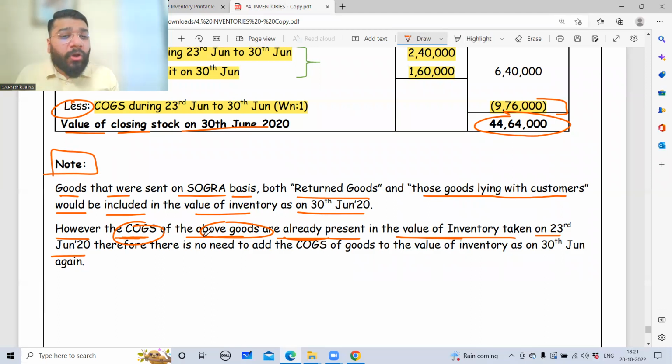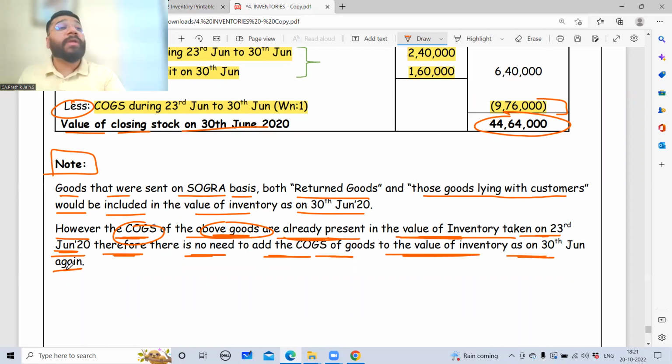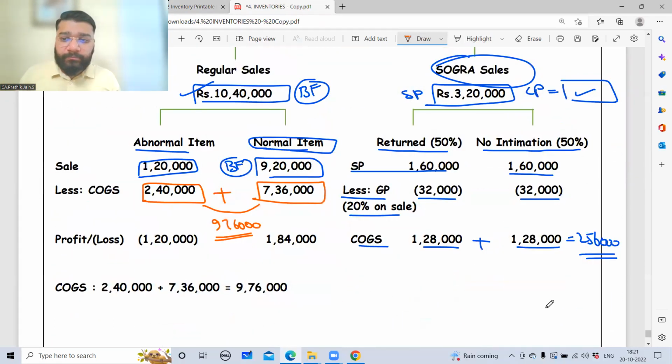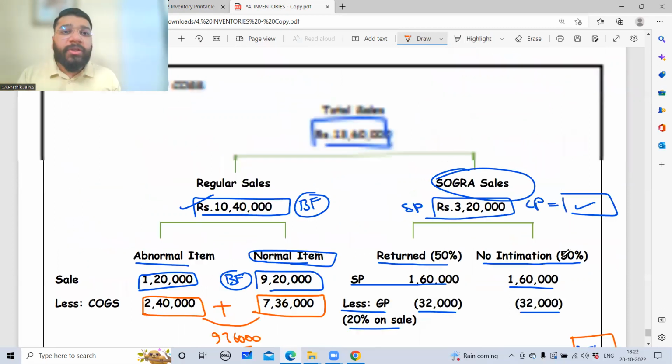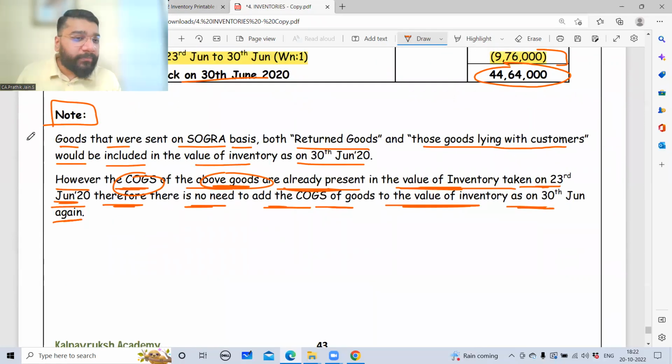The cost of goods sold of the consignment goods is already present in the value of the inventory taken on 23rd June. Therefore, there is no need to add the cost of goods sold 2,36,000 to the value of inventory again as on 30th June. So this explanation you can try in your own language. What I'm trying to tell is that this 2,56,000 worth of goods that went out is already included in that 48 lakh. So from the 48 lakh, we never subtracted 256. So why do you want to add it back again unnecessarily? That is what the explanation is. So this one point you can mention.